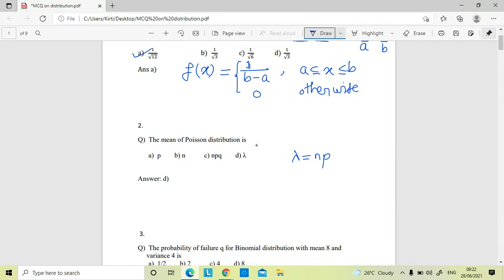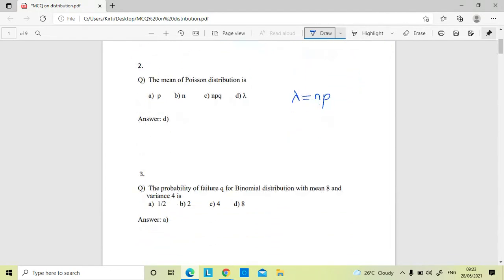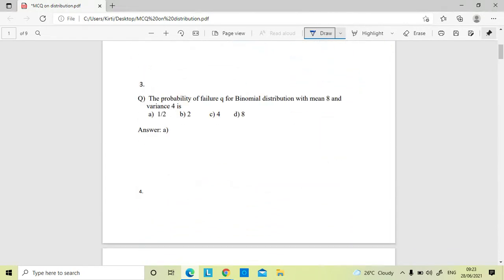Again, we know that in a Poisson distribution, the mean and variance are both equal. Both have the value lambda, which is given by n into p. N is the number of trials and p is the probability of success. Okay, so option D is the correct one. Let's have the next question. What is the next question?